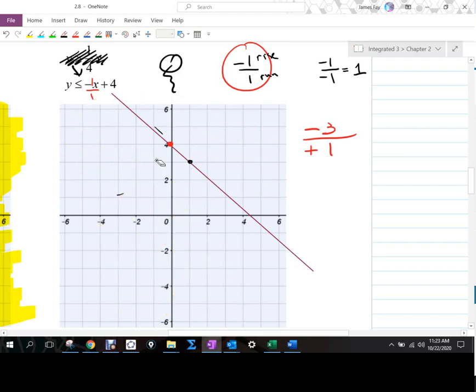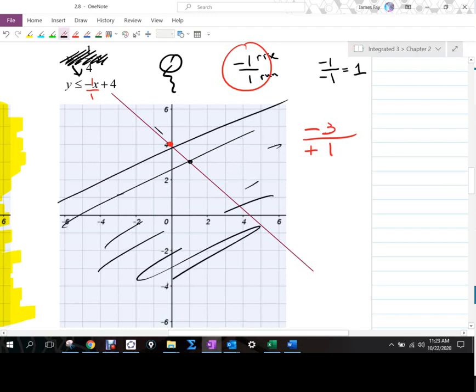So if you had a plus, you'd be shading where my cursor is right now. Does that make sense? So you would shade all of this stuff if you had a plus 4 or plus x.